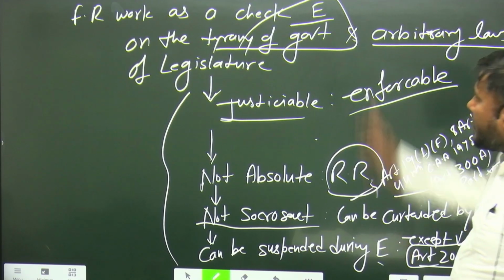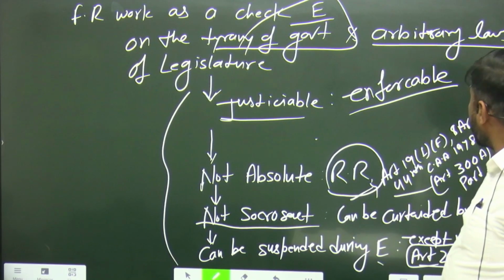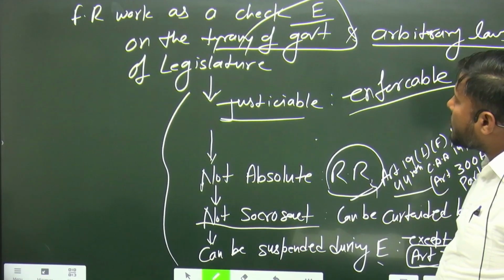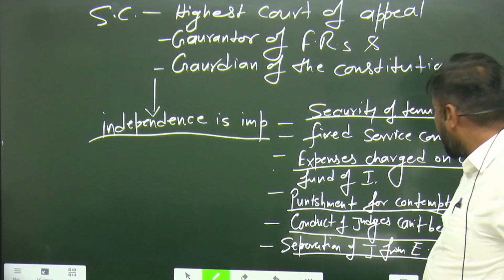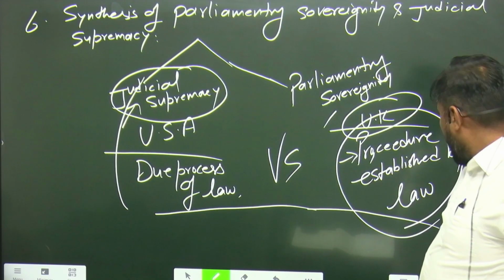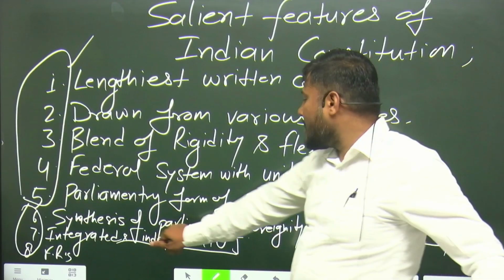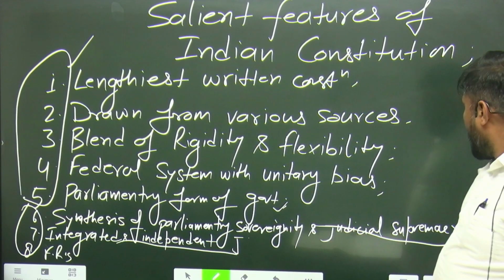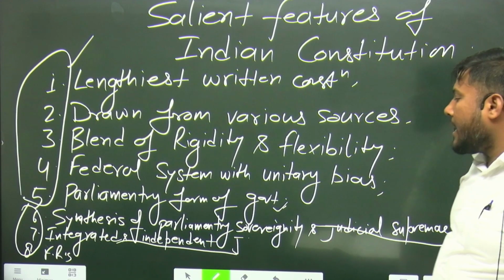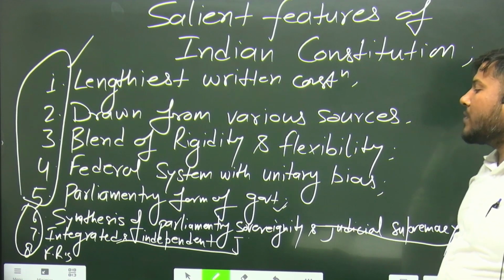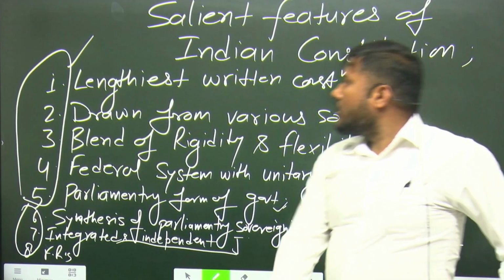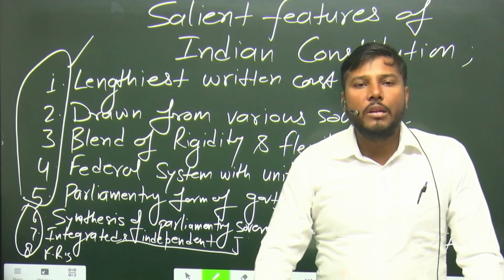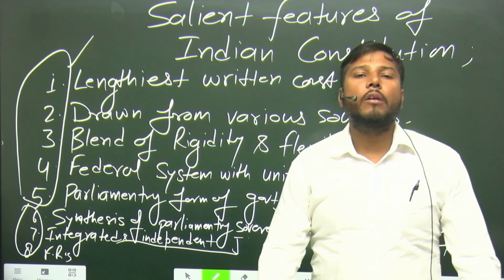So let's move ahead. We have done these things about the fundamental rights. So for today's class, this was our complete discussion. Basically three salient features we have discussed today. You see here, in the beginning itself, I've told you the sixth one was synthesis of parliamentary sovereignty and judicial supremacy. The next one was integrated and independent judiciary. The eighth one was the fundamental rights. So in this way, let's wind up our discussion. And in tomorrow's class, we'll be doing three or four new salient features of our Indian Constitution.